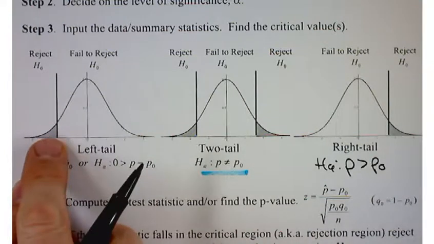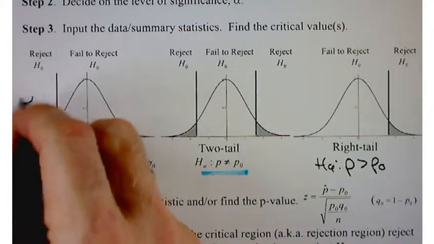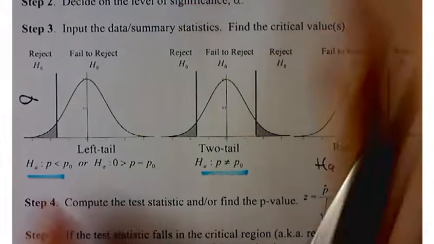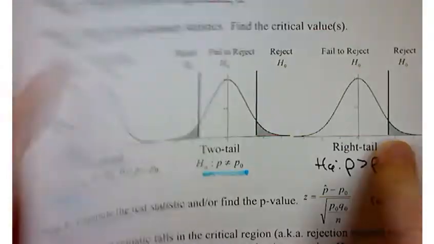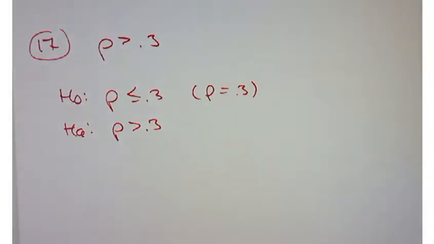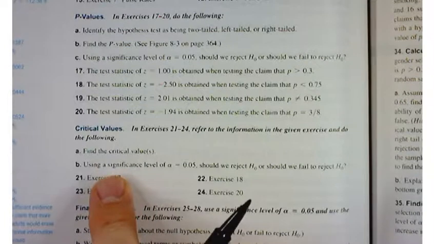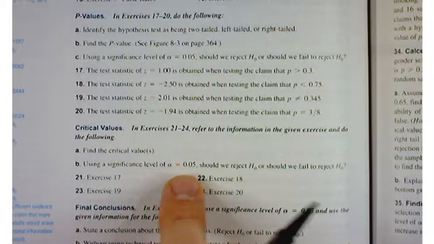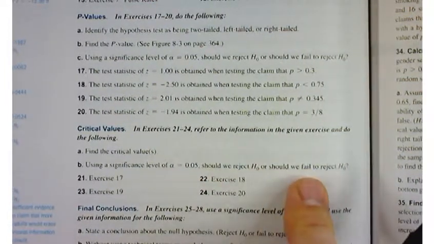Regardless of what tail test it is, you're going to find the values that put a certain percentage of the area in these tails. And that percentage is our significance level, alpha. So, in our case, we have a right tail test, and we want to put, I think, probably 5% of the area in that tail. We'll find out. We need to find the critical values. Use the significance level of 0.05 to decide if we should reject H0 or fail to reject H0.